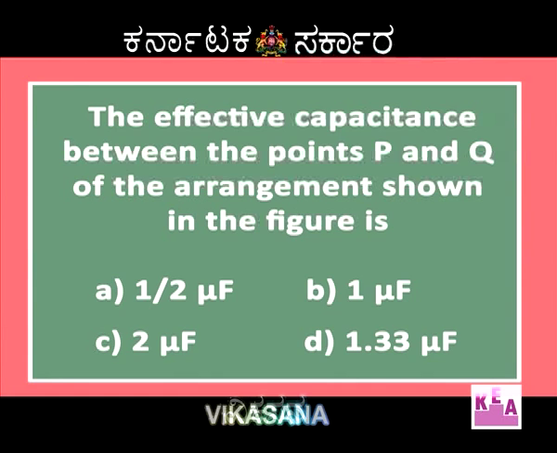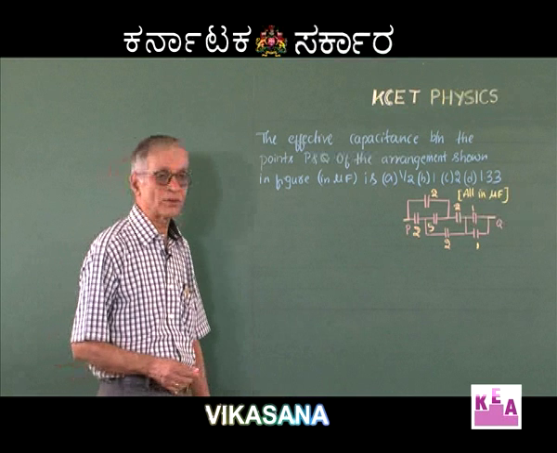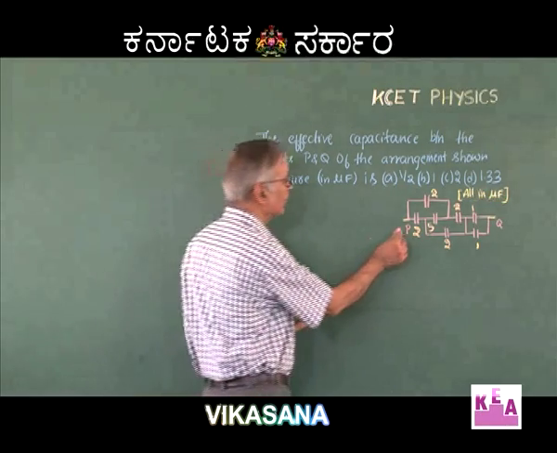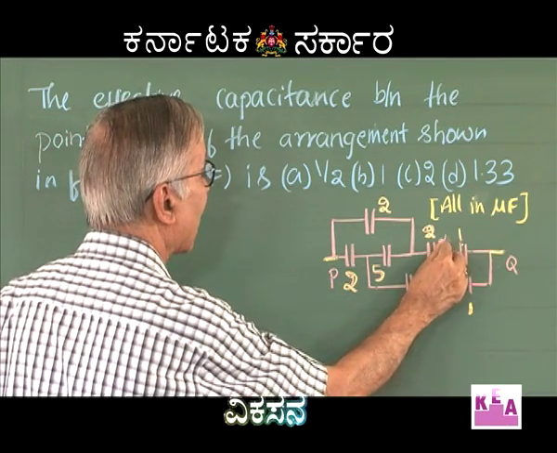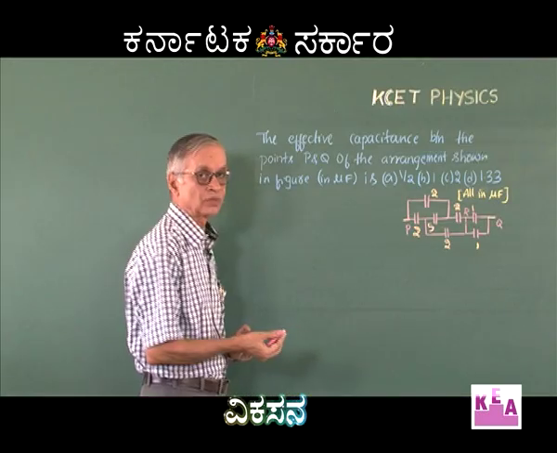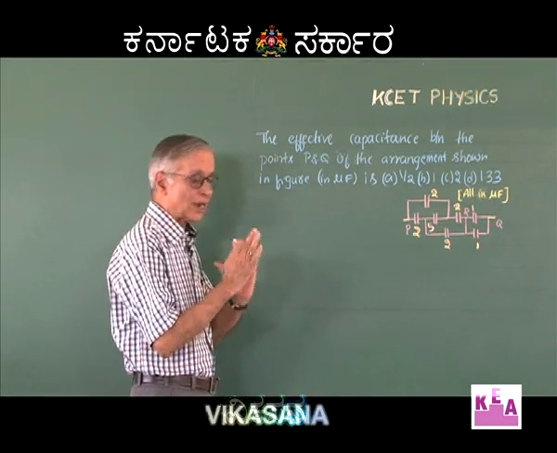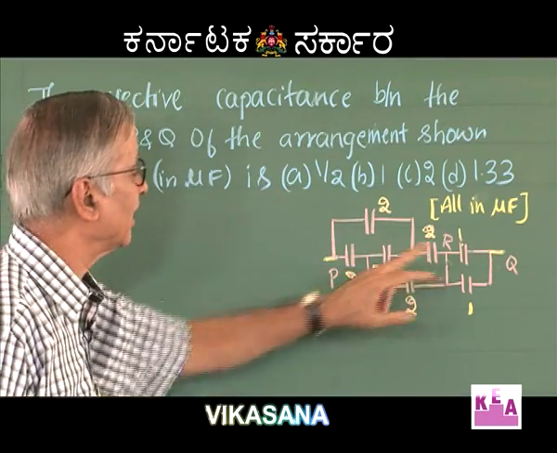The effective capacitance between the points P and Q of the arrangement shown in the figure is option A, half microfarad, option B, 1 microfarad, option C, 2 microfarad, option D, 1.33 microfarad. I want you to concentrate over the circuit. Let me consider P and another point as R over here. Then you can notice, let me now consider only the circuit between P and R.